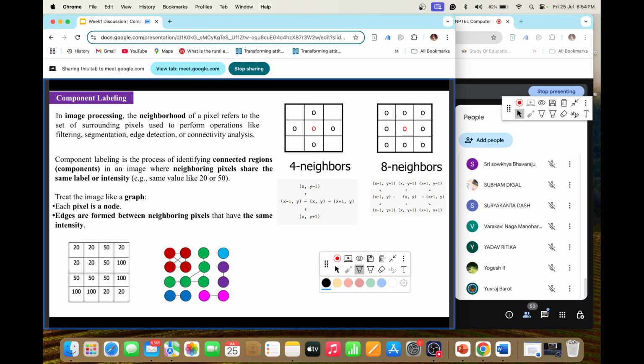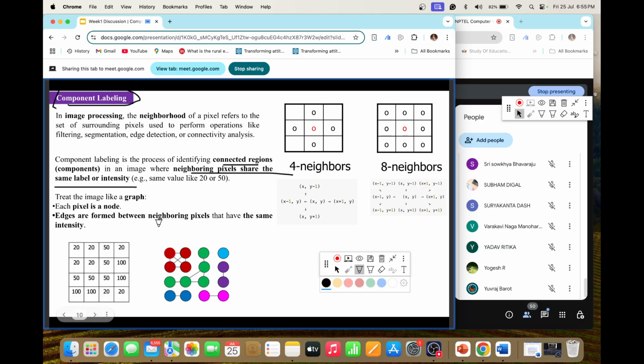But we can also use a technique called component labeling. What does component labeling do? Component labeling is the process of identifying connected regions, or components, in an image where neighboring pixels share the same level of intensity. Only those pixels that share the same intensity we connect, and we call it component labeling.